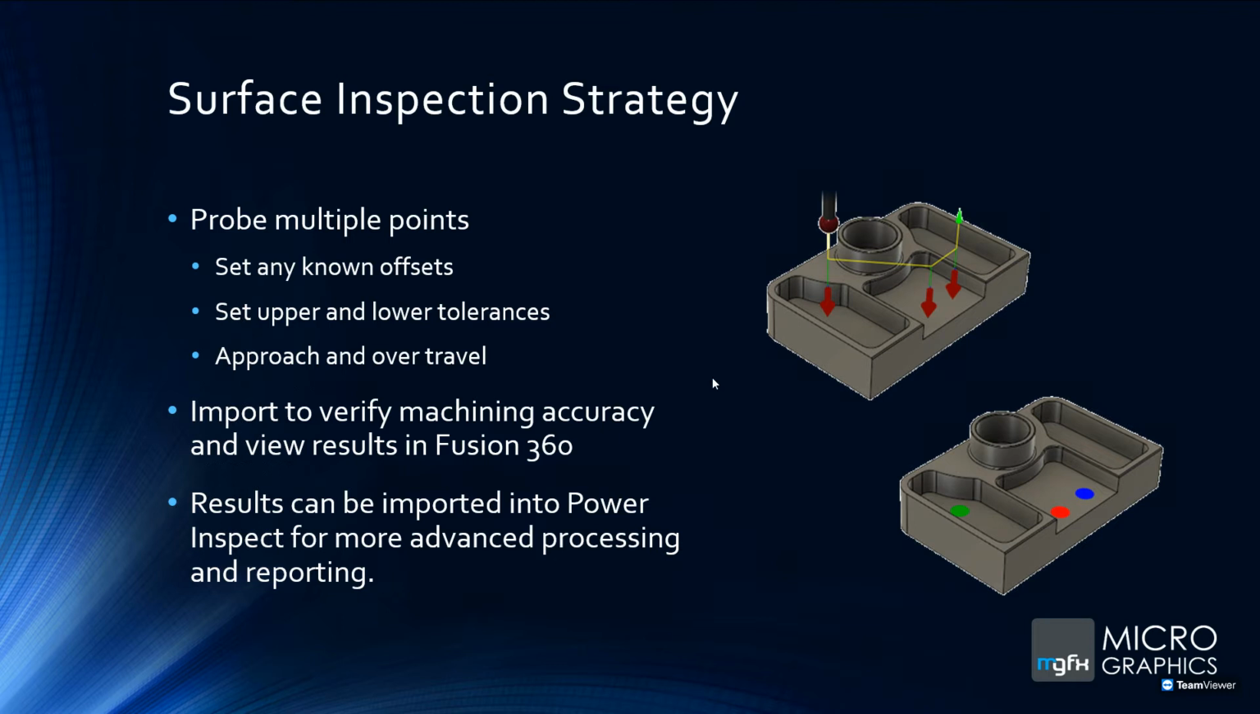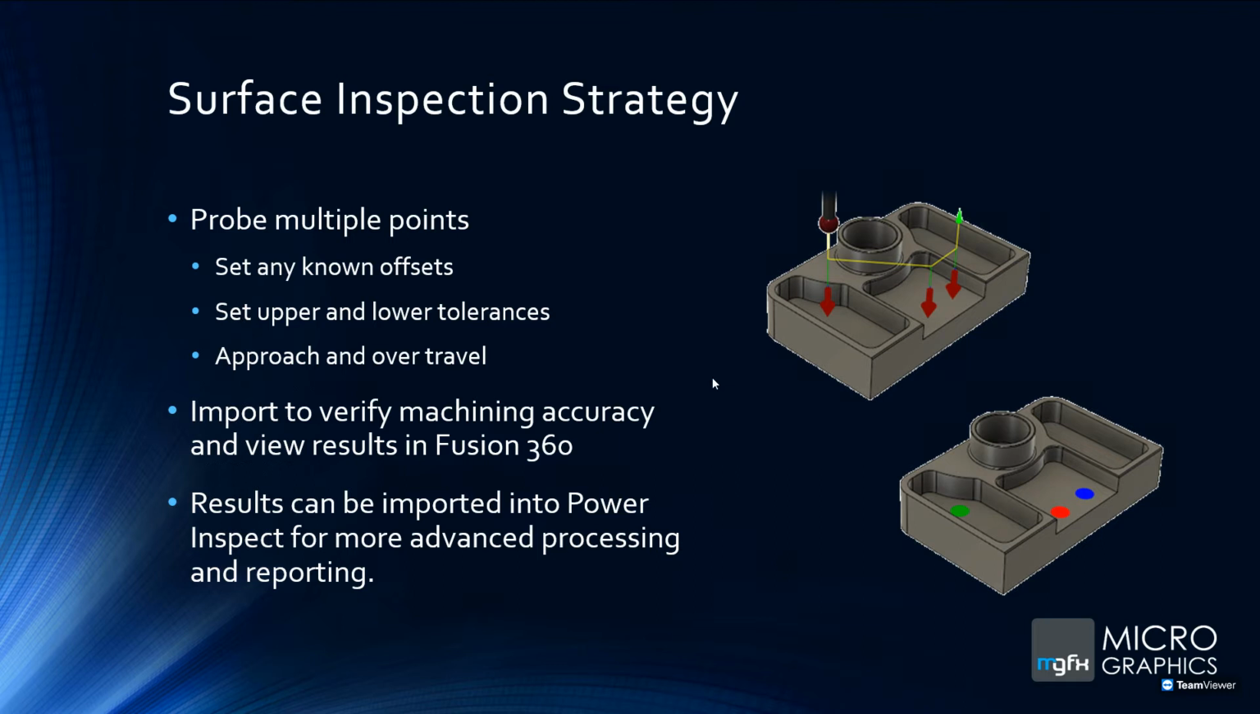Now, when you set up your probe for multiple points, you would set up the position to probe, and you would also then set up the tolerance that you expect in that area, or the tolerance that you need in that area. So you set your upper and lower tolerances.